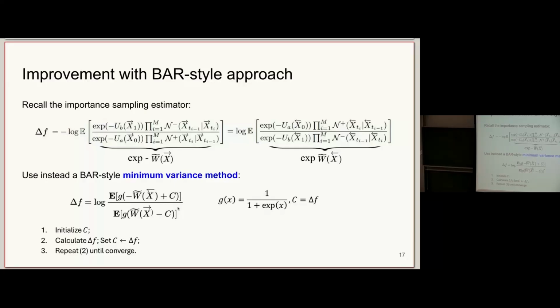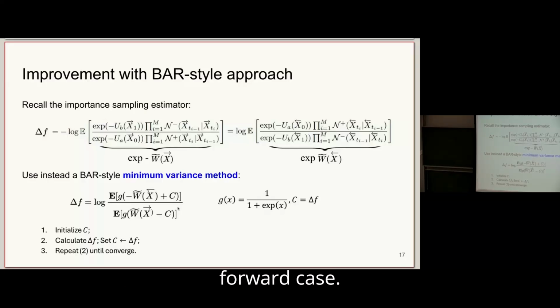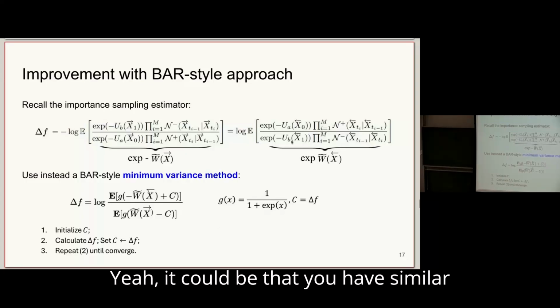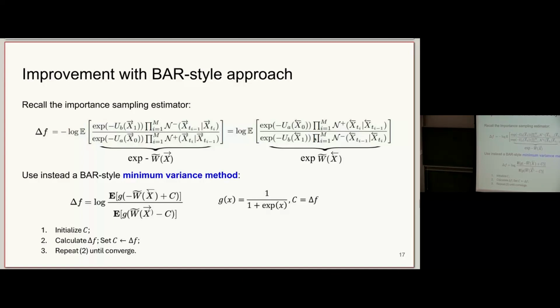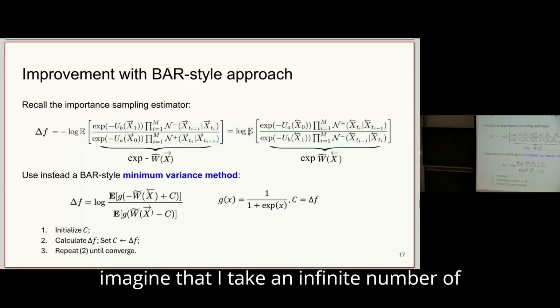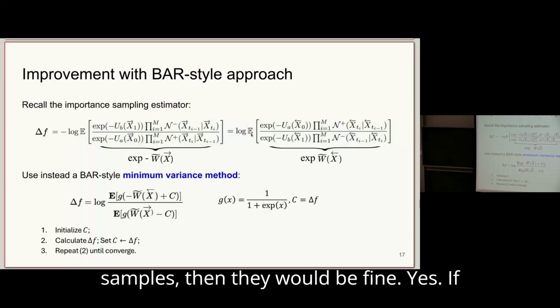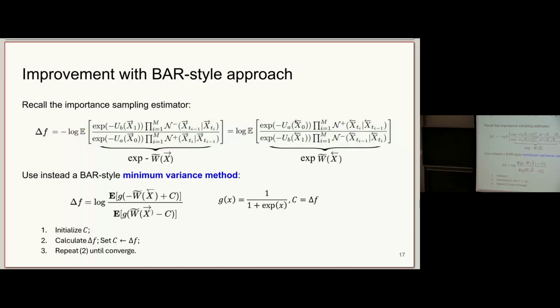So it feels like that error perhaps should be the same in the forward case and the backward case for this to be true. Yeah, it could be that you have similar errors in these cases. But why should those be strictly equal? Because these are exact expectations. Imagine that I take an infinite number of samples. Oh, then okay, it will be fine. I see. Right. Yes, if you use a Monte Carlo approximation, then that's not going to be the case. Okay.